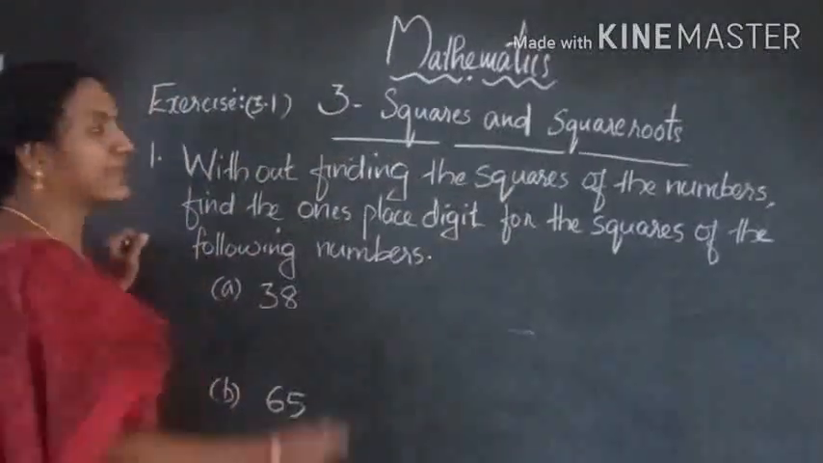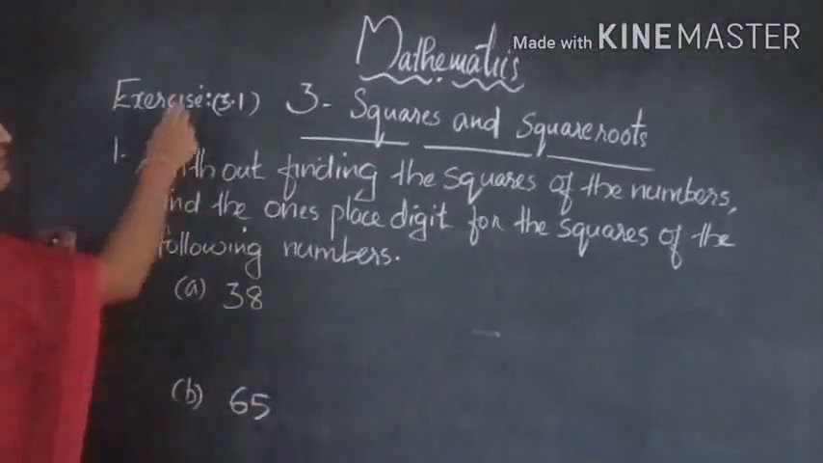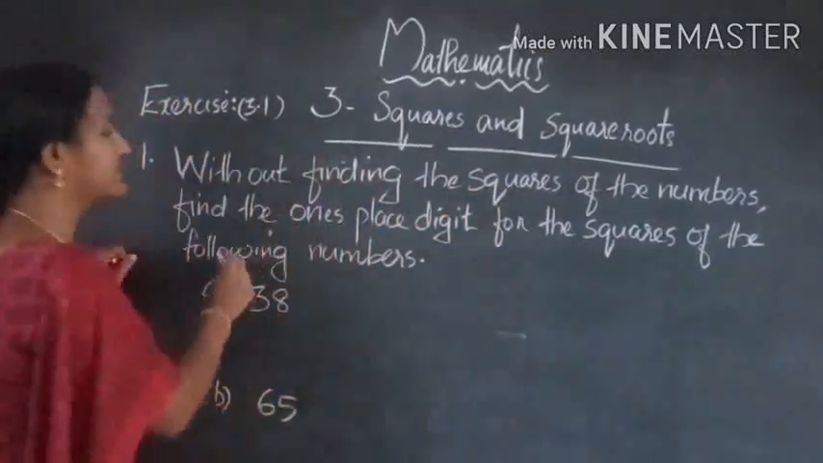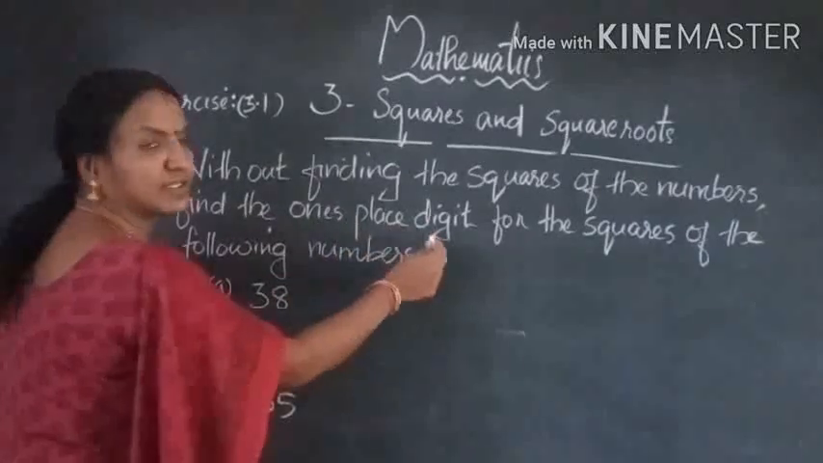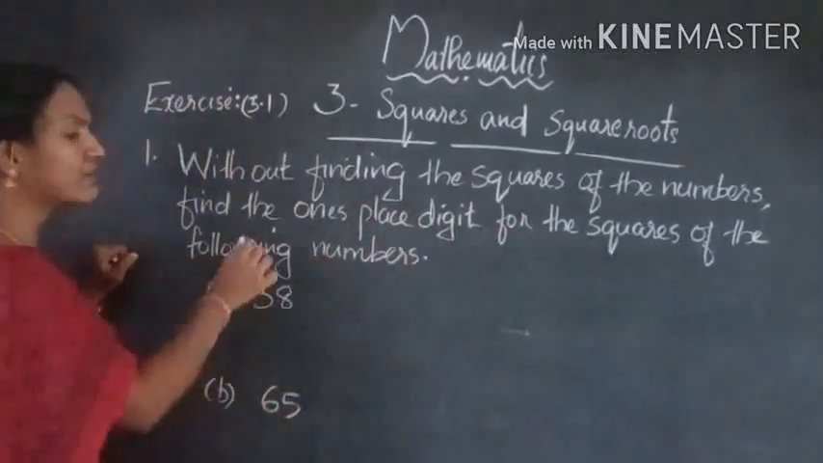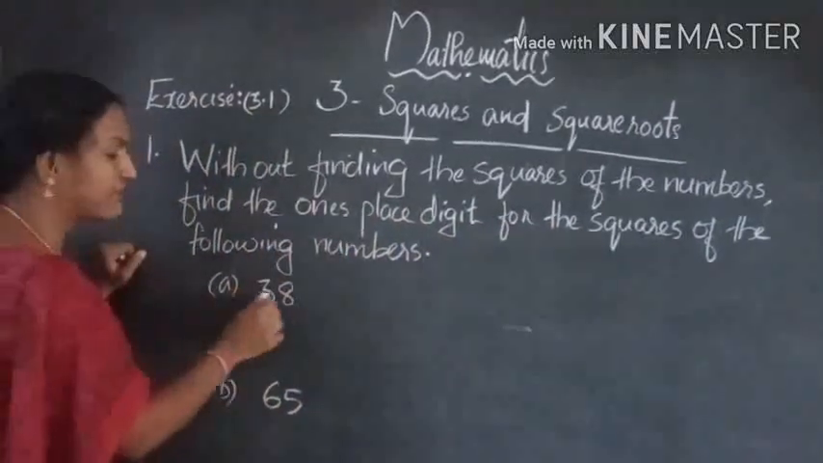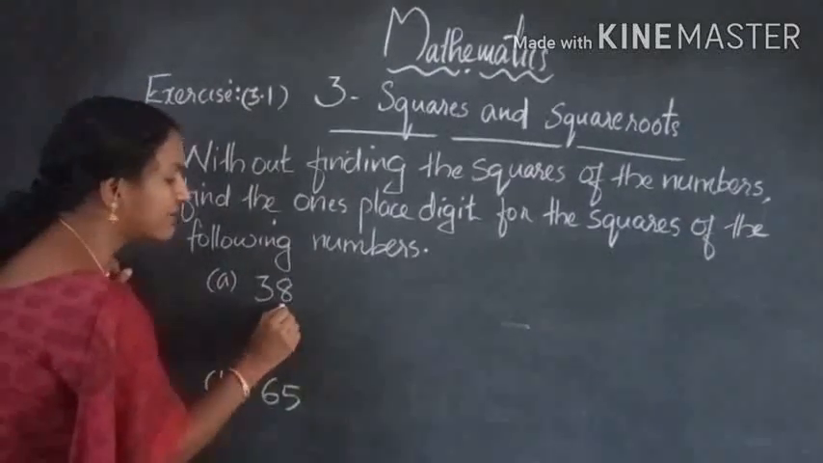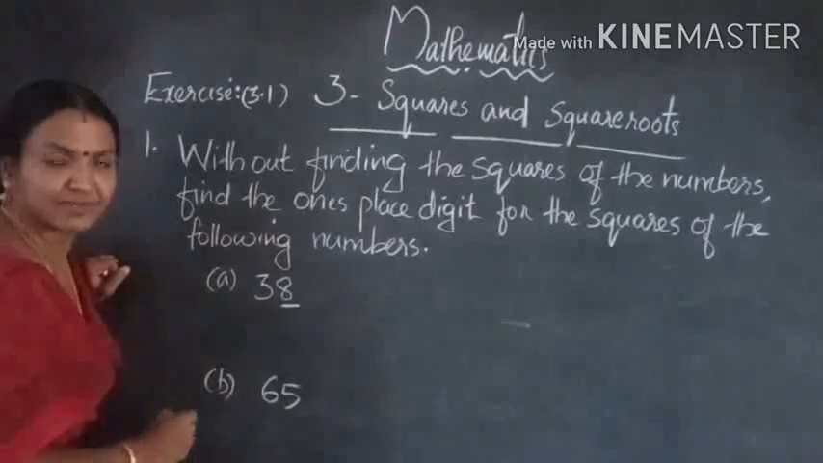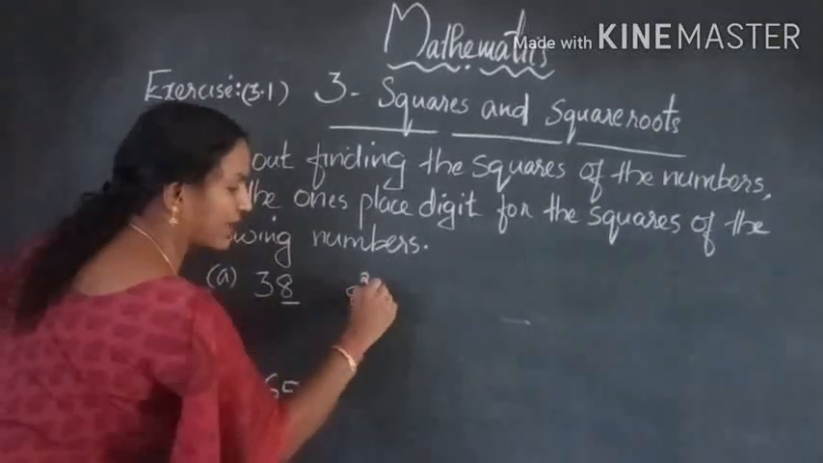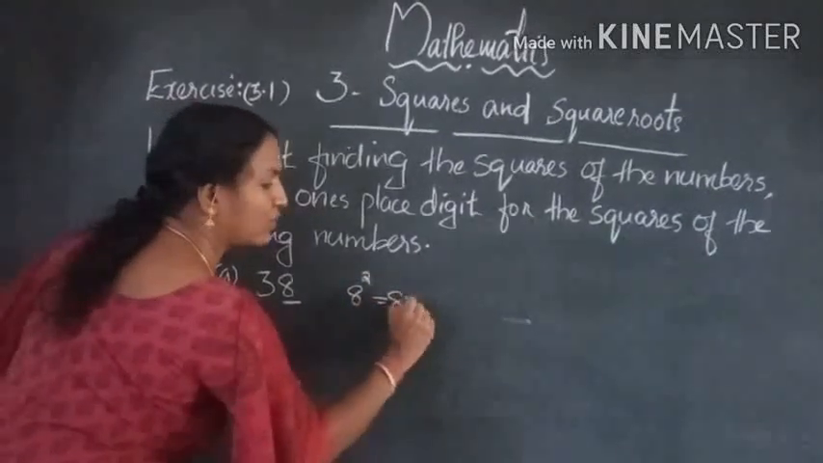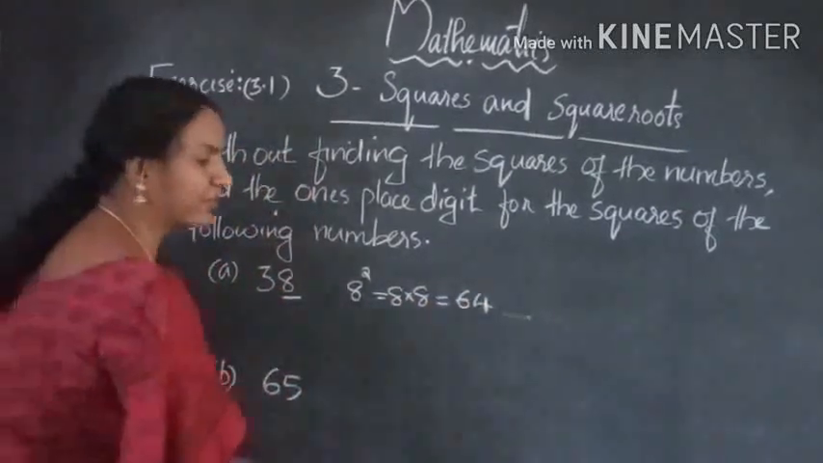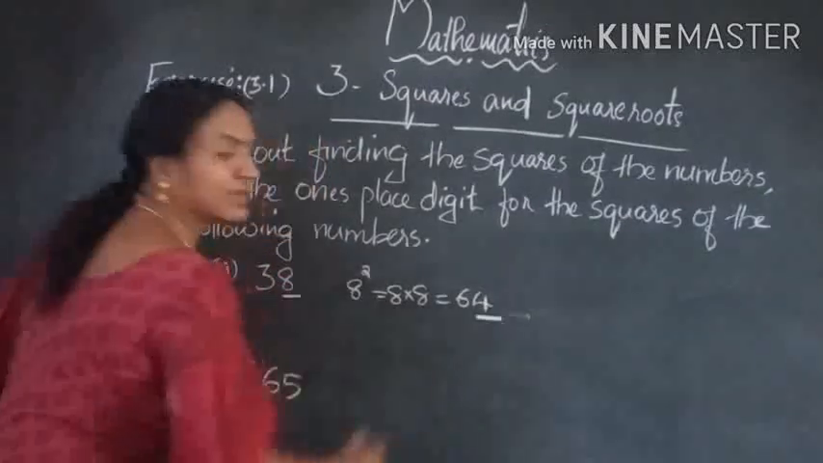Next we shall discuss exercise problems. First problem from exercise 3.1. Without finding the squares of the numbers, find the ones place digit for the squares of the following numbers. The first one, 38. Here the digit in the ones place is 8. 8 square is 8 into 8, 64. So in 64, 4 is the digit in the ones place.